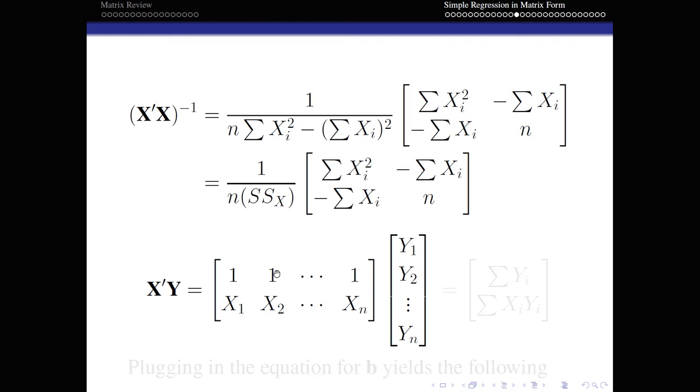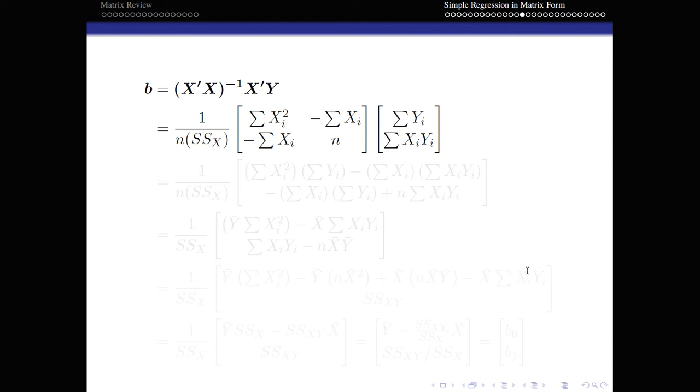So the top is just going to be the sum of Y's, and then we have Y's times the X's, so the bottom is just going to be the sum of each of the X values times each of the Y values. Now we're going to plug these into the equation for B. So we start here and then we plug in those definitions that we just wrote out. So no need to panic quite yet. We're just plugging in those definitions we just worked out.